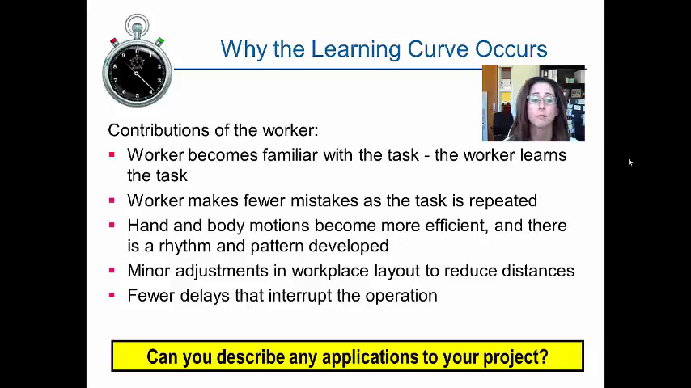So the contributions of the worker. I would assume practically anything you've done, the first time you do it takes longer than the second. That's why as you're going through college here, every course is new, right? So it's not easy. It takes longer to do the homework. It takes longer to understand because it's the first time you're becoming familiar with the task. But if you, let's hope you don't have to, retake a class, it's easier.